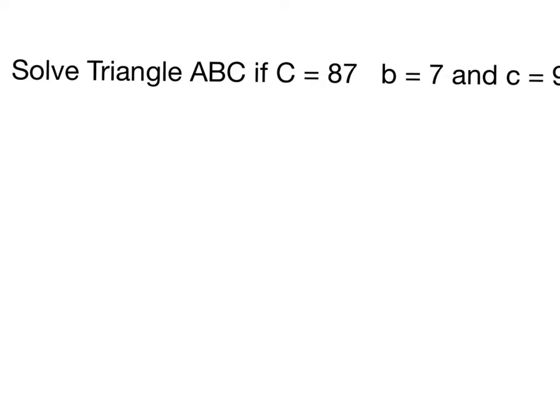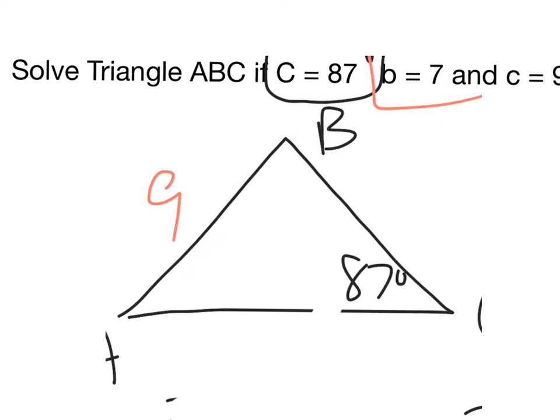So we have to solve triangle ABC if big C, angle C is 87 degrees, little b is 7, and little c is 9. So the first thing we're going to do is draw a triangle ABC, and it doesn't matter where the letters go, it does matter where the numbers go. Big C, capital C, is 87 degrees. Little b, that's the side opposite angle B, so that's going to be down there.